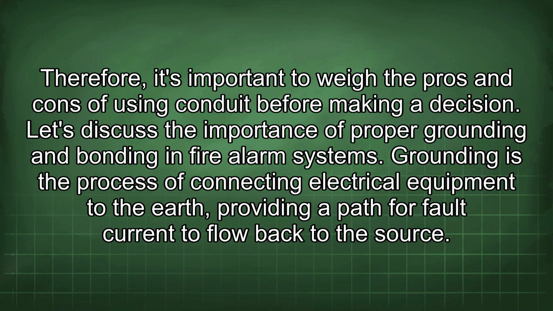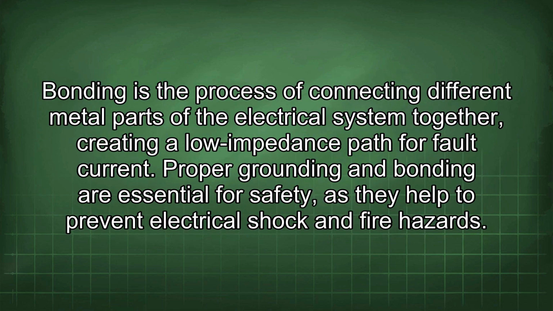Let's discuss the importance of proper grounding and bonding in fire alarm systems. Grounding is the process of connecting electrical equipment to the earth, providing a path for fault current to flow back to the source. Bonding is the process of connecting different metal parts of the electrical system together, creating a low impedance path for fault current. Proper grounding and bonding are essential for safety, as they help to prevent electrical shock and fire hazards.